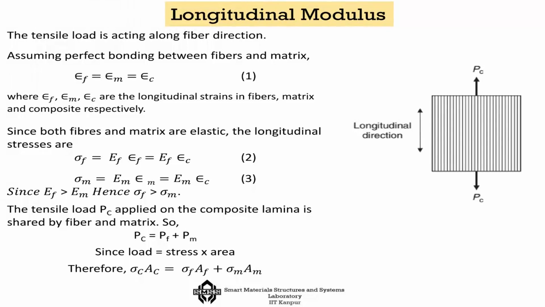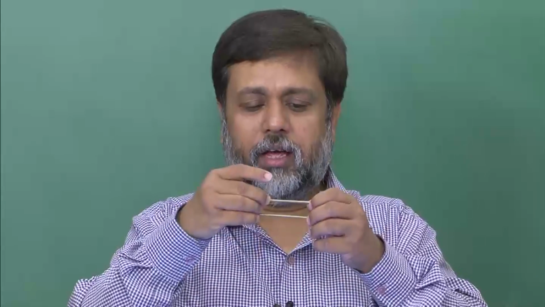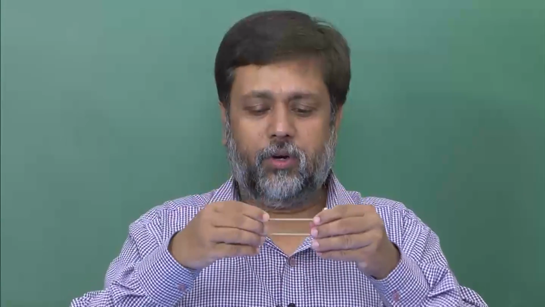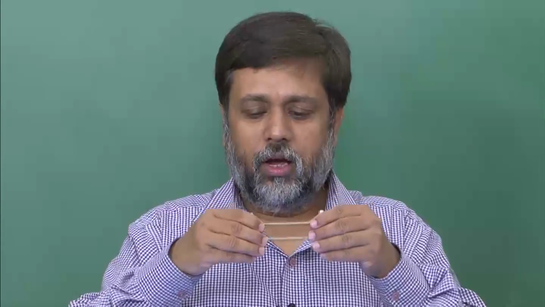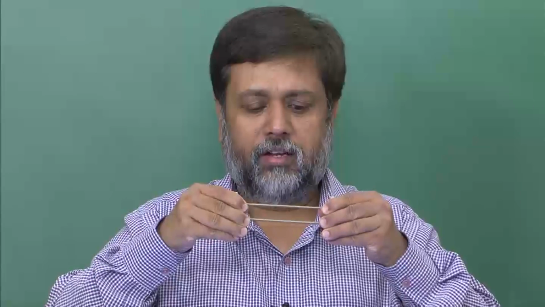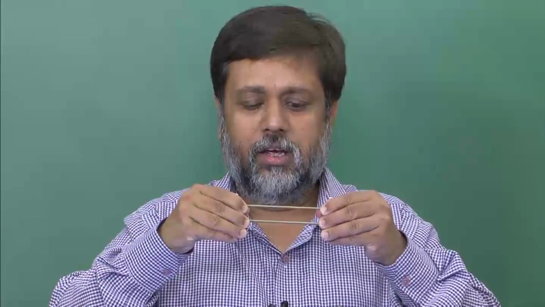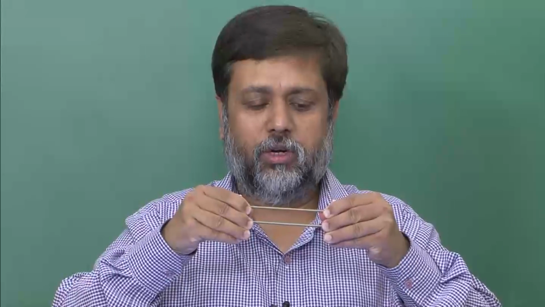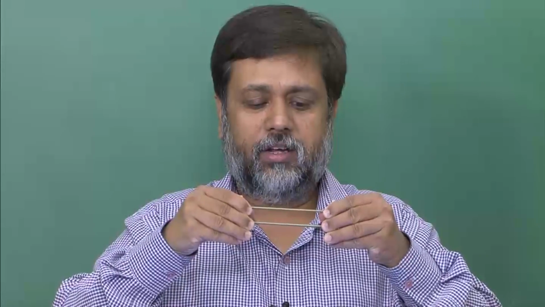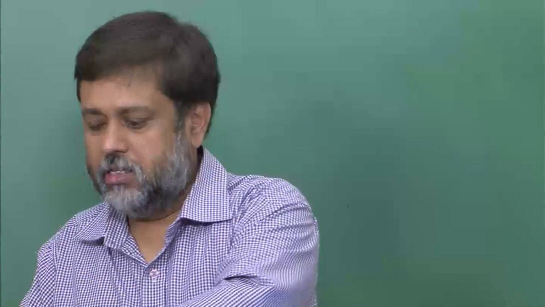If we look at the similar analogy, you can consider that as if you have a fiber as a spring and a matrix as another spring. This is a parallel model for longitudinal modulus. If I am applying the load on the system, the load is shared by the two, but in terms of the strain, the same strain you are going to see in the matrix as well as the fiber. That is the assumption in this case.